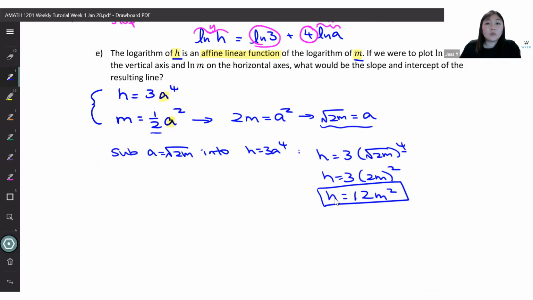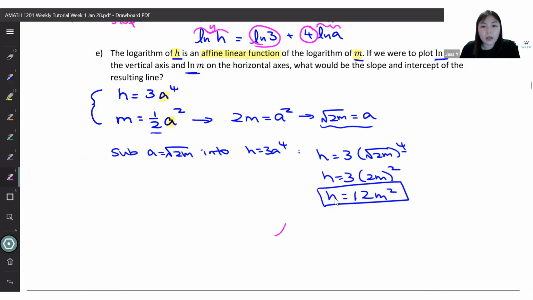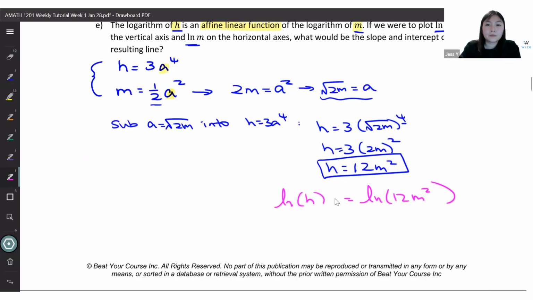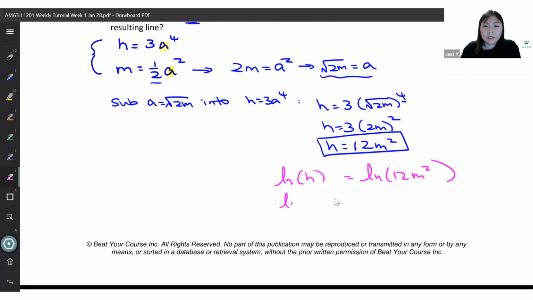Now we have this equation, we can go ahead and find the slope and intercept of the log graph, because we're plotting ln h and ln m on the axes. So I'm going to ln both sides. I have ln of h equals ln of 12m squared. On the left side, that stays as ln of h. On the right side, we use our same trick. We break it down, so we have ln of 12 plus ln of m squared.